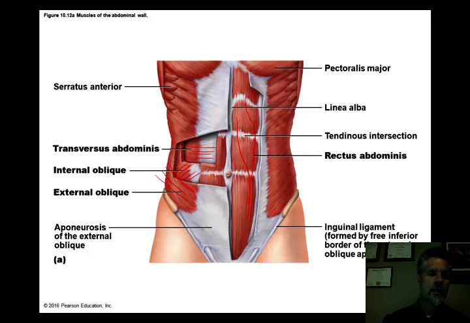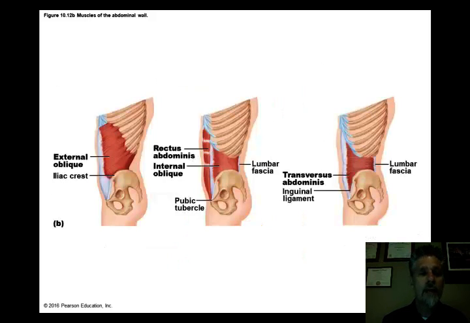So they'll do compression of the abdomen. They'll assist in terms of coughing and stuff like that. They also do rotation of the abdomen, depending on whether you're doing one or the other or both. So different actions, different layers, and different fiber arrangements. Again, you can see that from the side in this figure.